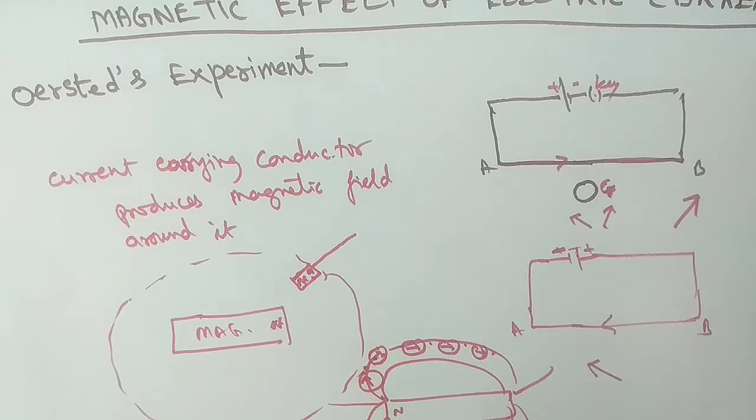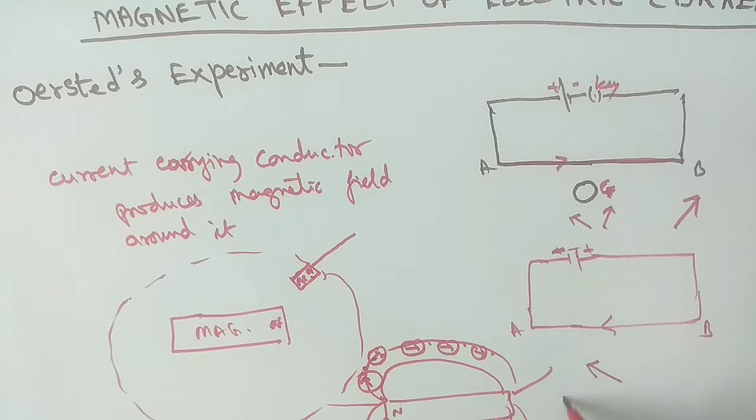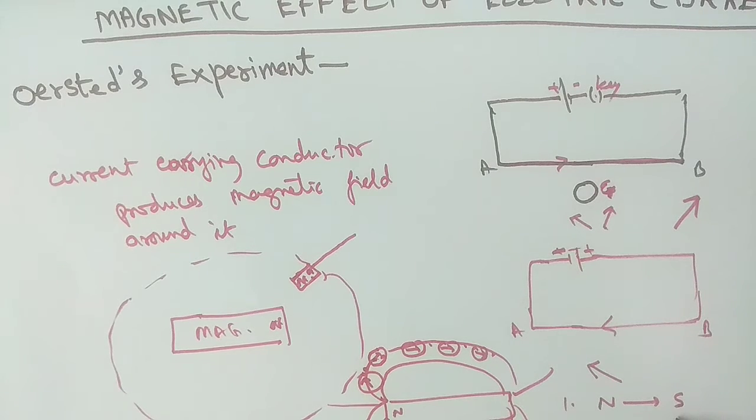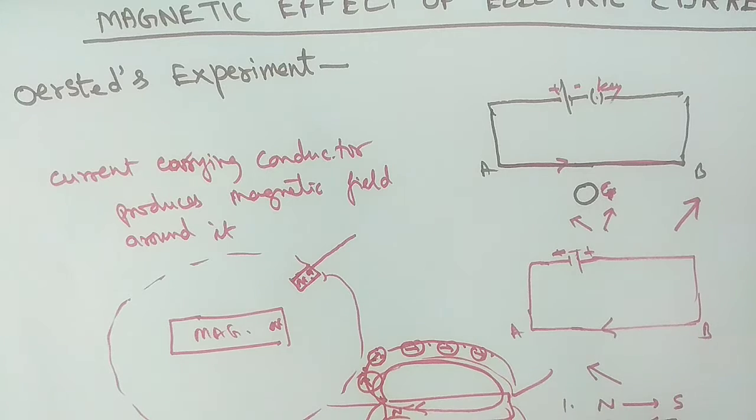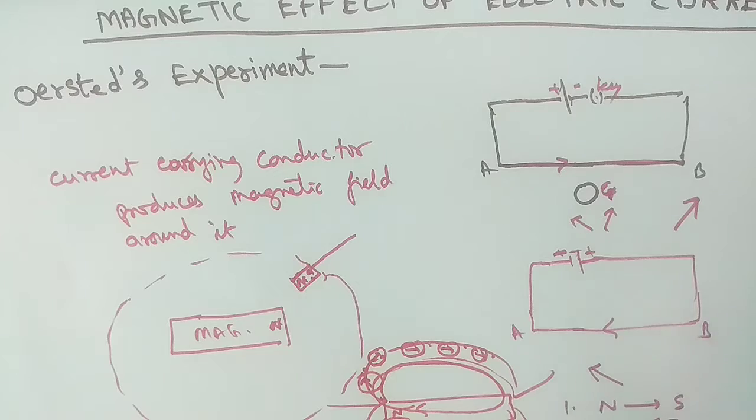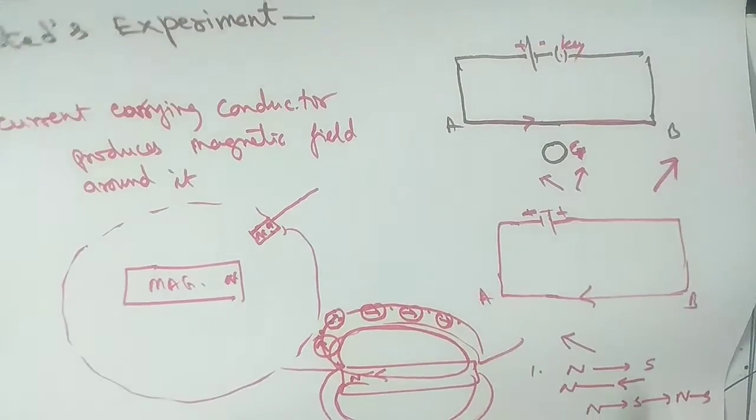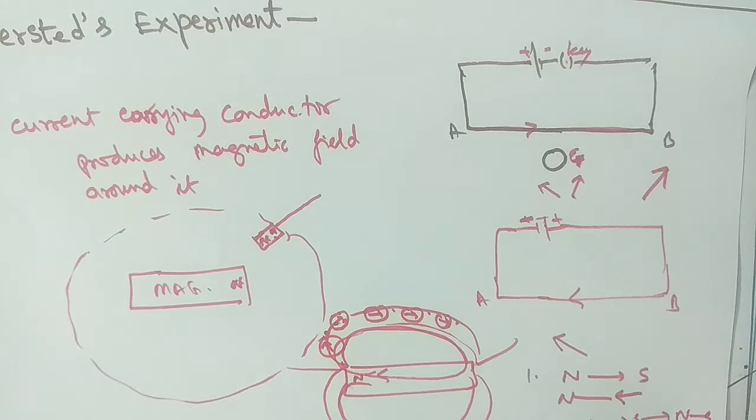There are a few properties of the magnetic field lines. First, they always start from the north pole and enter the south pole, and then inside the magnet they go from the south pole and come out from the north. So it makes a closed loop, always a closed loop. Clear?